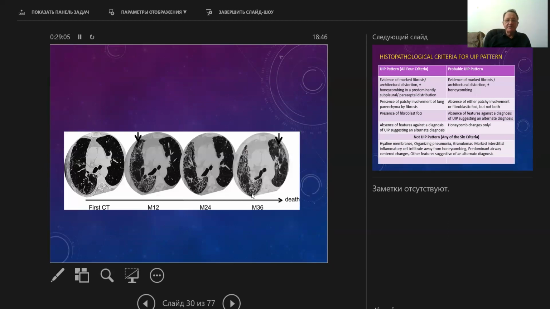And the natural history of IPF. On the first CT scan, you can see reticular abnormalities, subpleural predominance, then they increase, and in 36 months it leads to the death of the patient due to the fibrotic process in the lung.